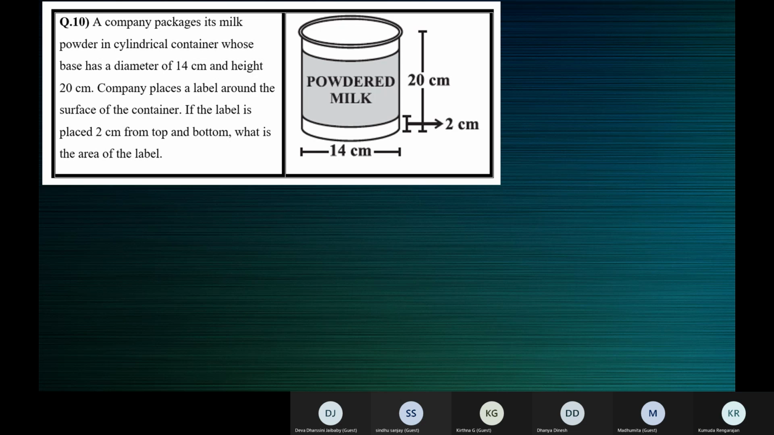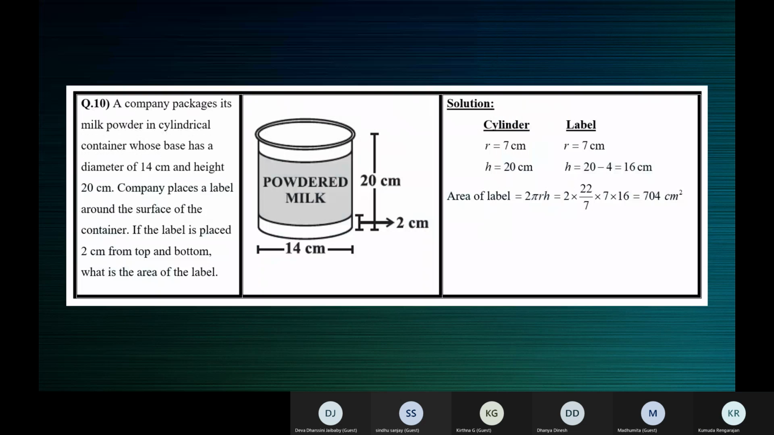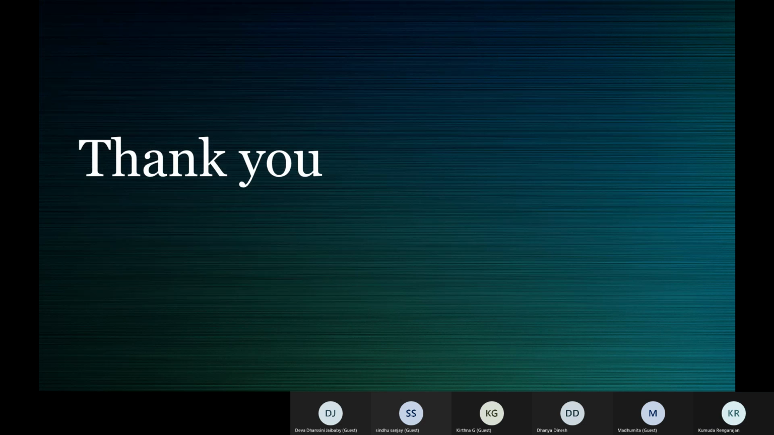Correct? Yes, ma'am. So you all said the radius is 7 and the height is 16, not 20. Yes, ma'am, 2 from the top and 2 from the bottom. Correct. To find what will you take the height as 20? Ma'am, for the container. Container. You have to find the curved surface area of the container, you will take the height as 20. Yeah, please write down.